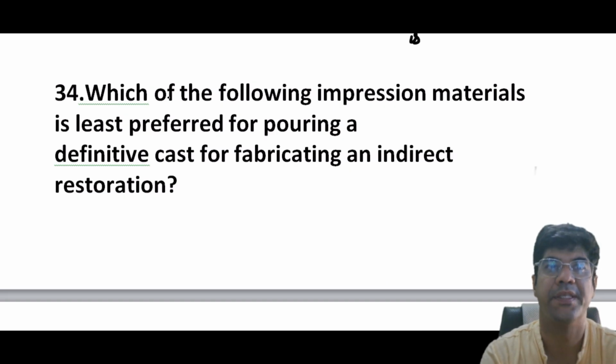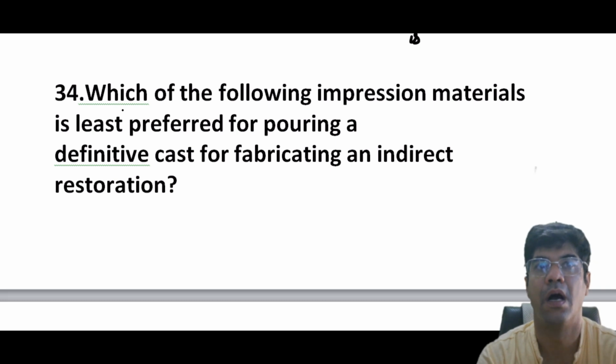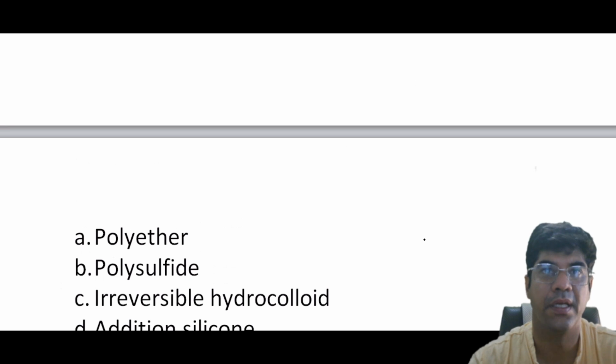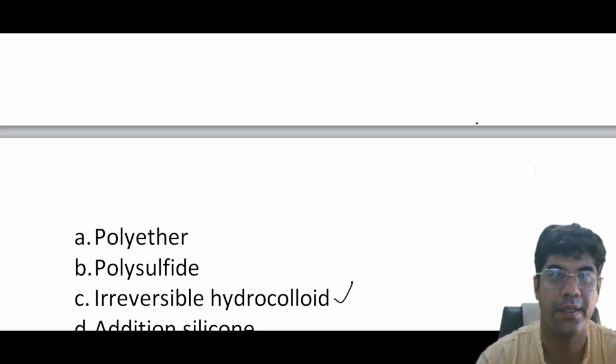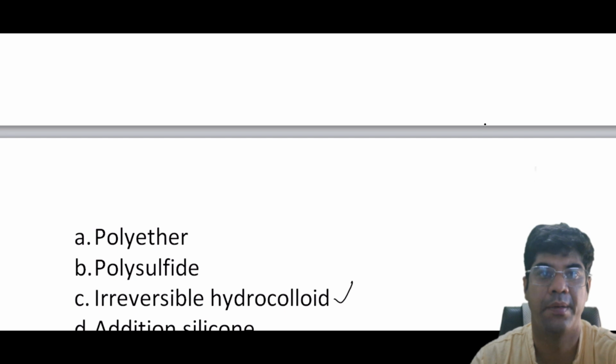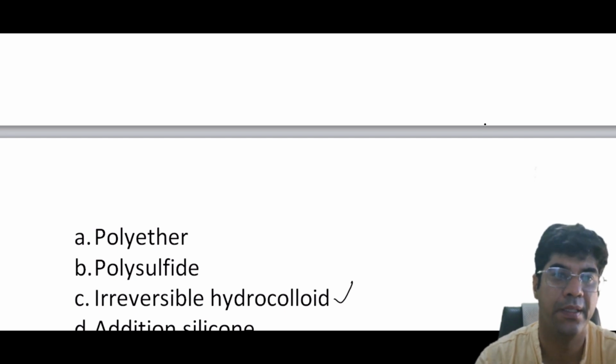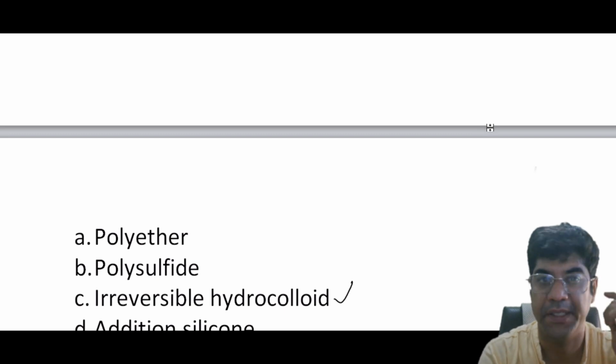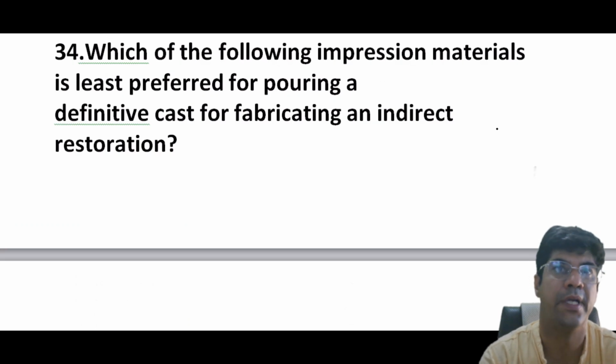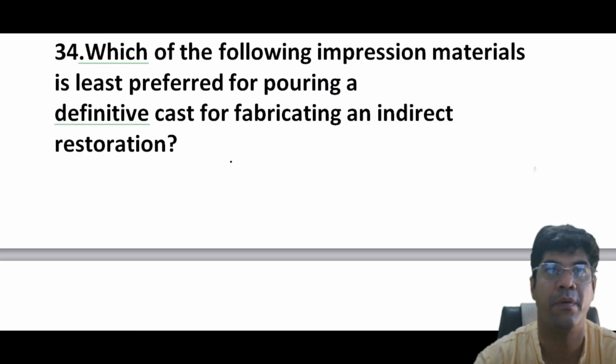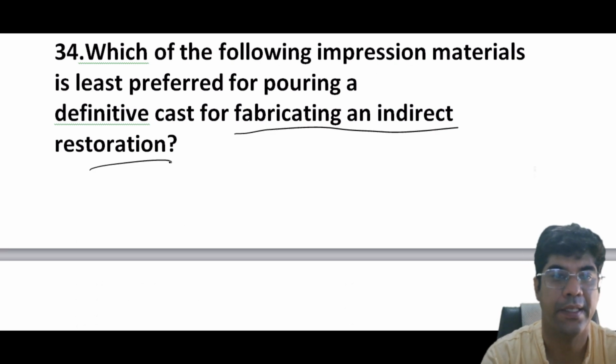Which of the following impression materials is least preferred for pouring a definitive cast for fabricating an indirect restoration? The answer is irreversible hydrocolloid. Irreversible hydrocolloids, remember, are not dimensionally stable. They must be poured immediately and are more prone to distortion and are less accurate than other materials. So that is why they are least preferred for pouring a definitive cast for fabricating an indirect restoration.